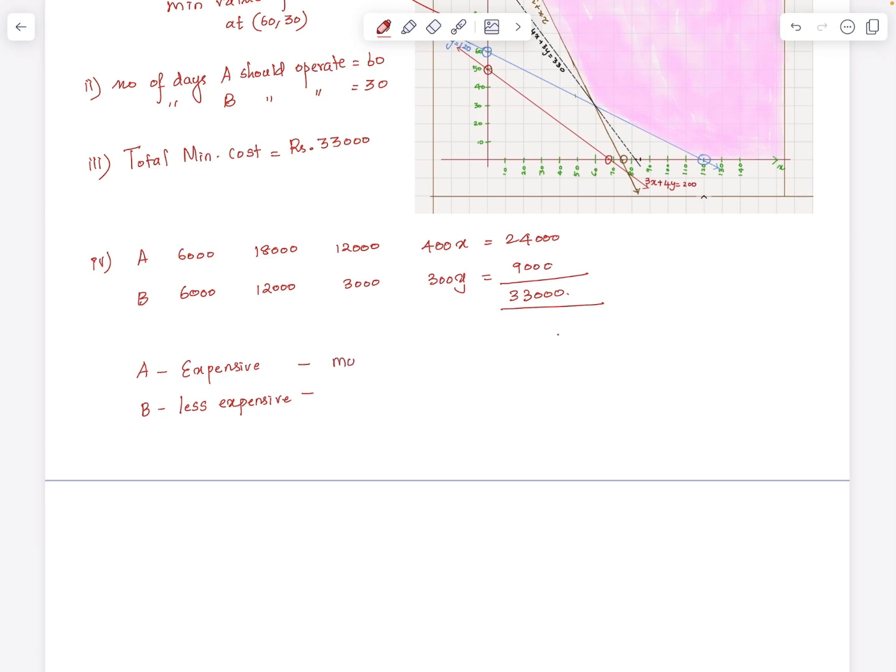Refinery A is more efficient in producing low grade oil and B is more efficient in producing both high and medium grade oil at a low operating cost. So this is what we understand from the data that we have calculated.